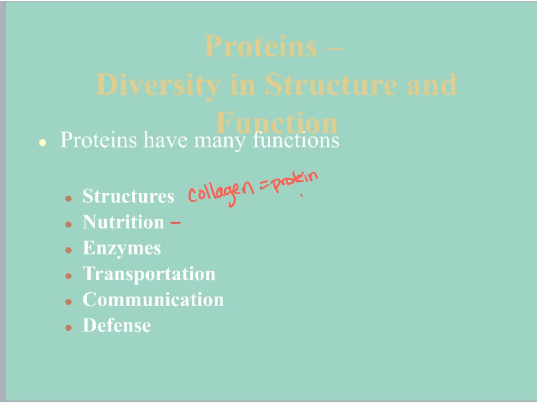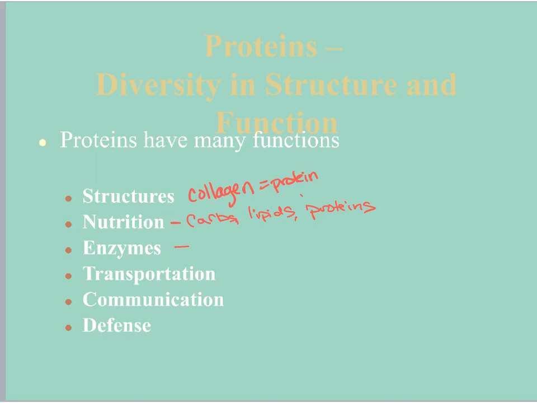Proteins, if necessary, can be used for nutrition. So when carbohydrates and lipids are not available, what can happen is the body can utilize proteins as a source of energy, but that's not the preferred source. You wouldn't want to be breaking down proteins in your body for energy because they're needed for so many other functions.